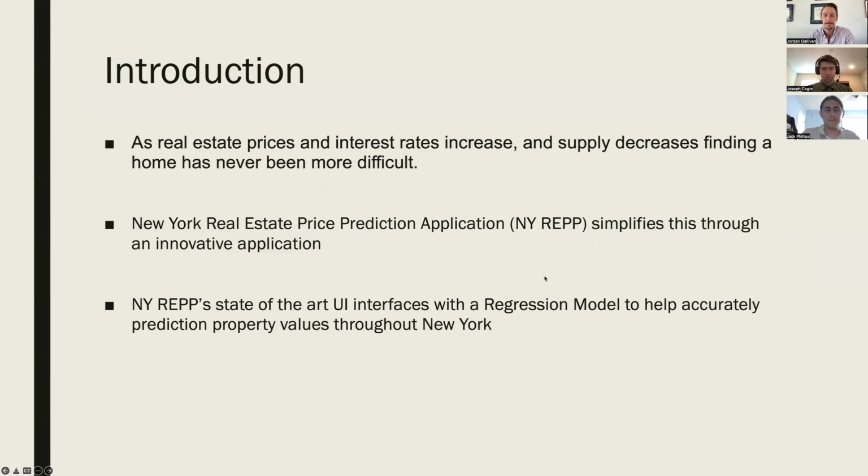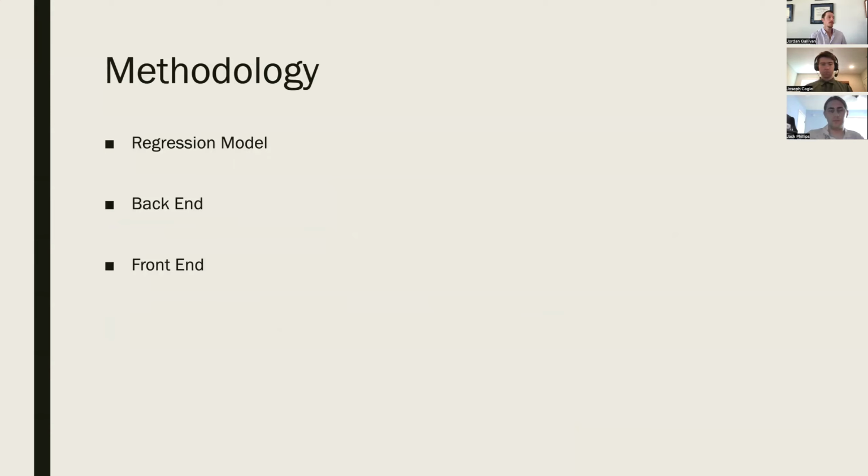As an introduction, as real estate prices and interest rates increase and supply decreases, finding a home has never been more difficult. The New York Real Estate Price Prediction Application, or the NYREPP, simplifies this through an innovative application. NYREPP's state-of-the-art UI interfaces with a regression model to help accurately predict property values throughout New York. A little bit of how we did this.